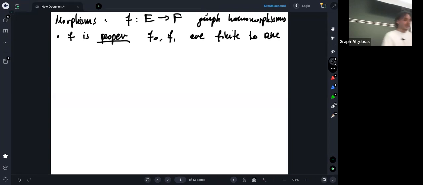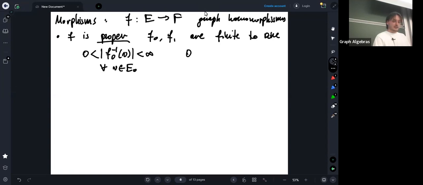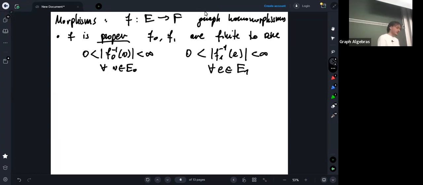Just to be on the safe side, I'll write down what I mean by this. Finite to 1 means that for any vertex, this set is finite. For any vertex, and for any edge, it's the same. So that's proper, and this we need to even start to talk about morphisms between graph algebras.